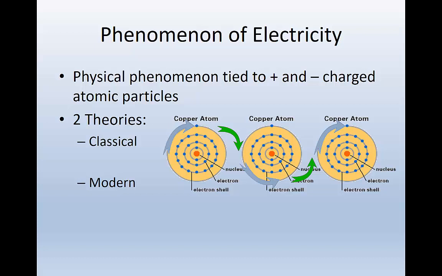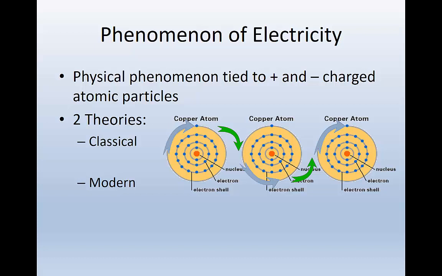The easier one is to discuss it in terms of classical theory, where you can see here I have an example where we've got three copper atoms lined up. In that center nucleus, we've got our protons and our neutrons. And then on the outside, we've got our electron shells, so our different rings that are out there.